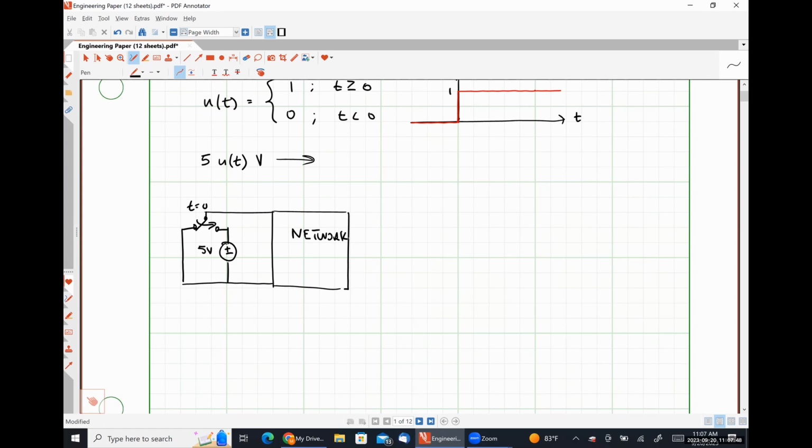So before our switch changes states, there is 0 volts applied across our network's terminals. And then after our switch changes states, there are 5 volts applied at our network's terminals. So this is exactly describing what the mathematical function of 5 U of t is doing. So we can relate this back to things that we have done before.